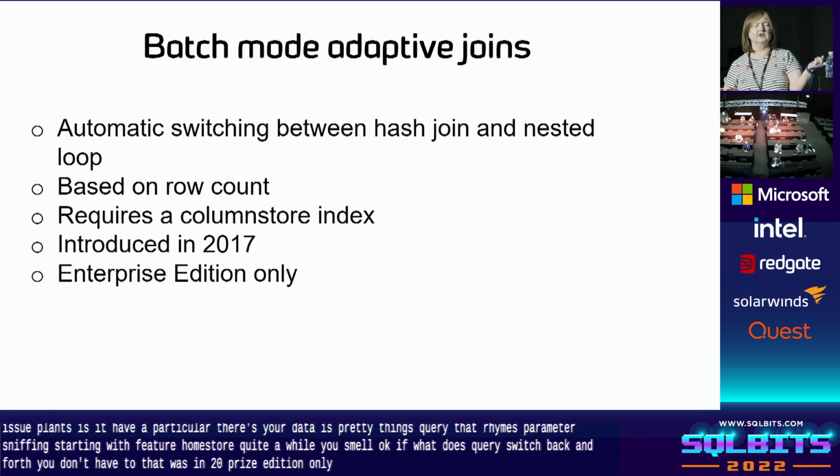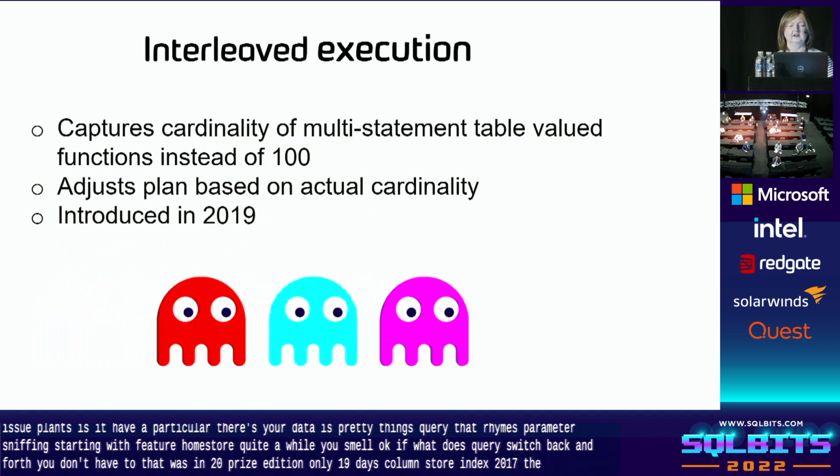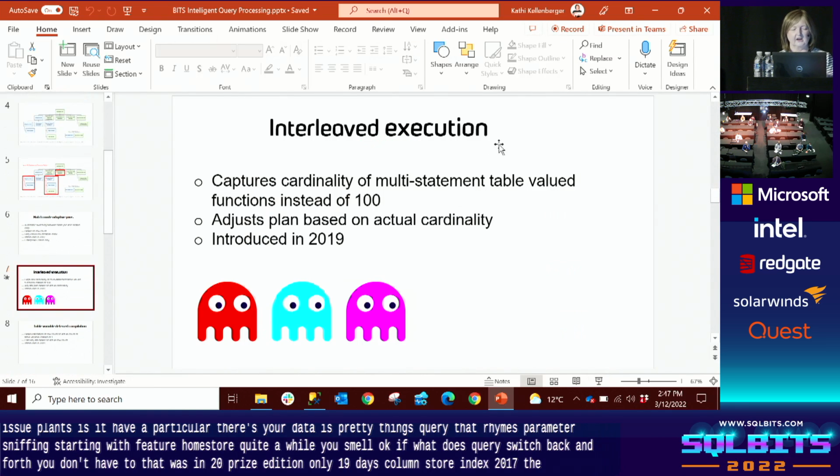I'm not sure if I have another slide, but in 2019, they eliminated that column store index requirement. No, they didn't. I'm sorry, I'm thinking of something else. Scratch that. So yeah, it started in 2017. It does require a column store index to be involved. It's a different one that doesn't need that anymore. Okay, so let's take a look at an example.